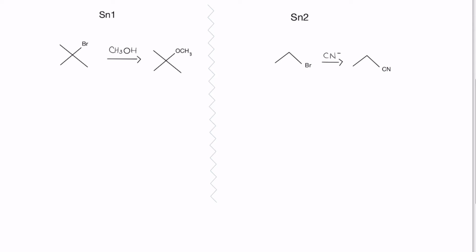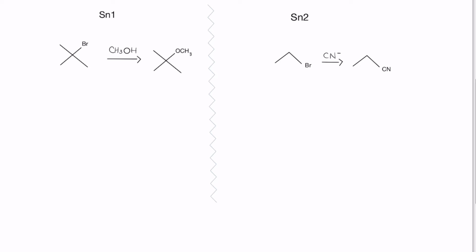And that explains why it's called Sn. Sn stands for substitution. And so there's two different kinds of substitution. There's substitution 1 and substitution 2. And I'm going to go ahead and explain why in a little bit. But for now, let's discuss the mechanism.